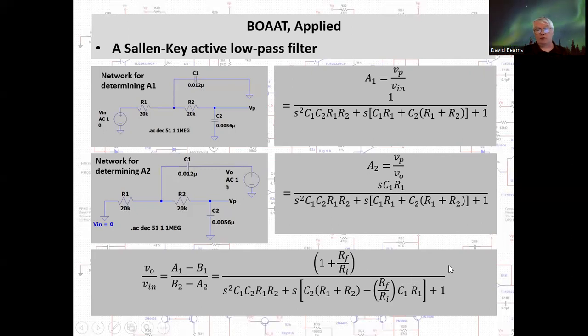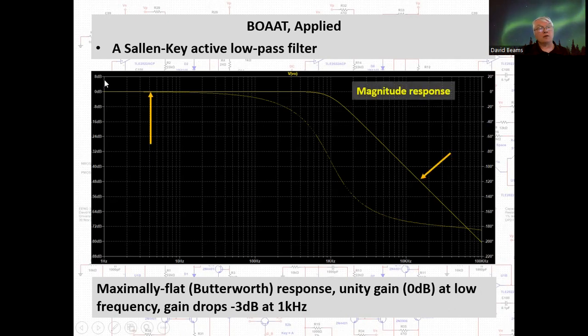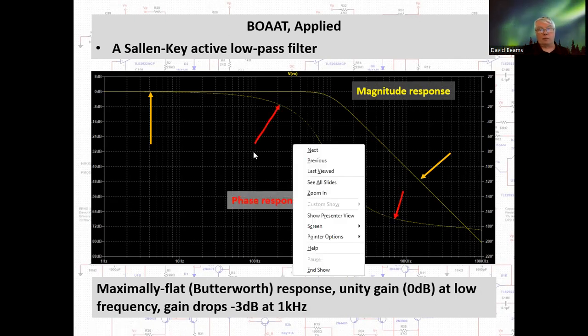flat frequency response. And as you can see, this circuit is very close to it. Here is the magnitude response, 0 decibels or unity gain at low frequencies, passes through -3 decibels at 1 kilohertz, and then rolls off at 40 decibels per decade. Here is the phase response.